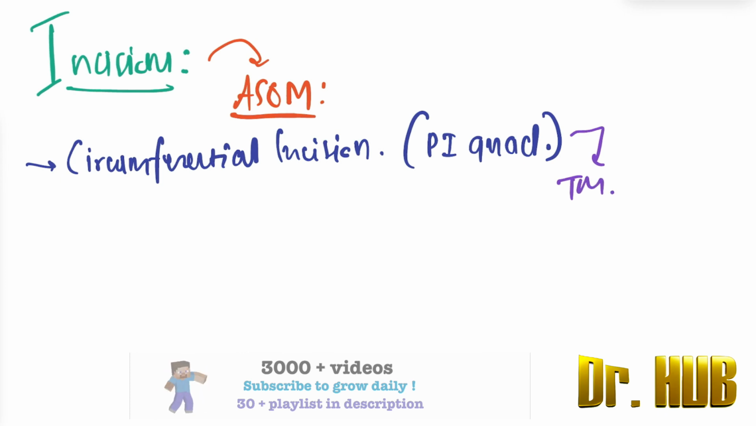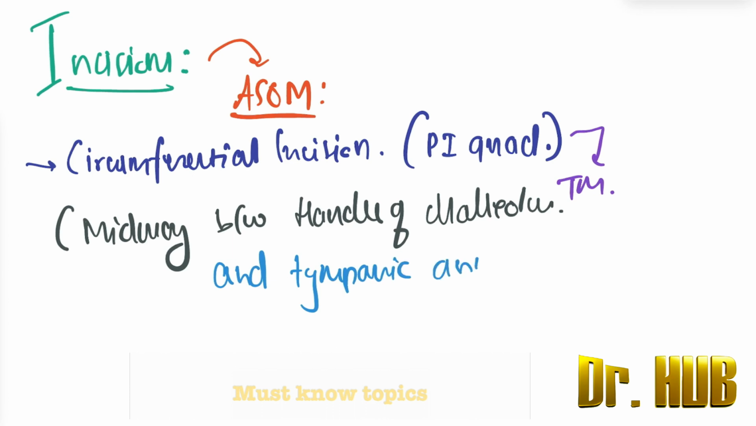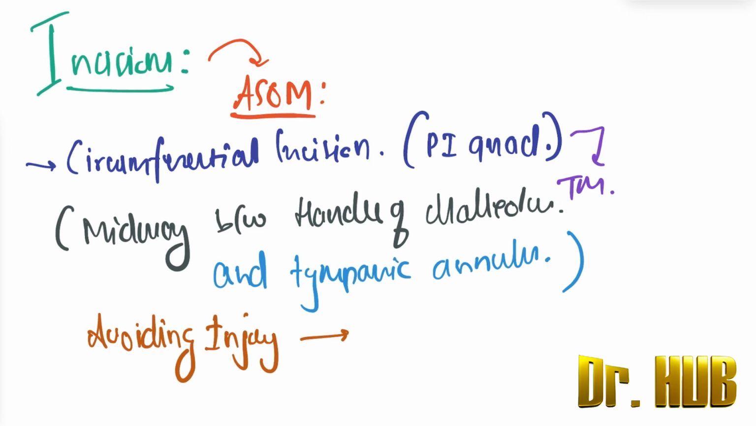This is made midway between the handle of the malleus and the tympanic annulus, avoiding injury to the incudostapedial joint.